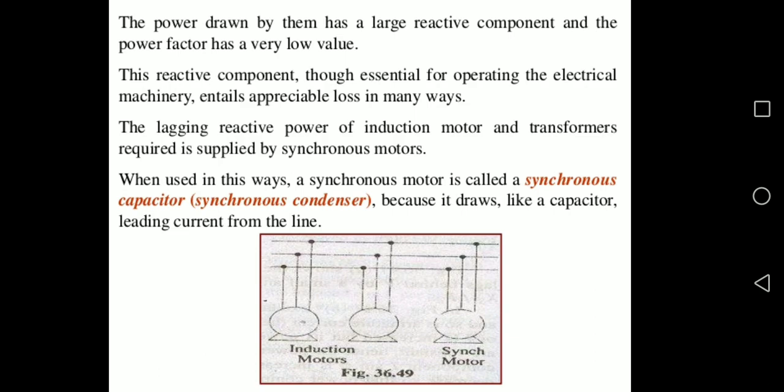When used in this way, a synchronous motor is called a synchronous capacitor or synchronous condenser, because it draws, like a capacitor, leading current from the line.